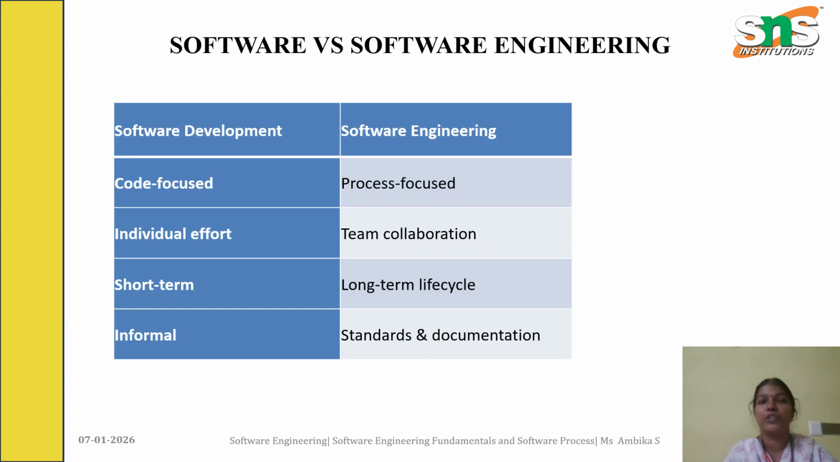Software development versus software engineering. Software development is code focused. Software engineering is process focused. Individual effort is given for simple software, and in software engineering, team collaboration will be there. Software development is used for short-term projects, and software engineering is applied for long-term projects. Software development is normally informal. In software engineering, we use standards and documentation.